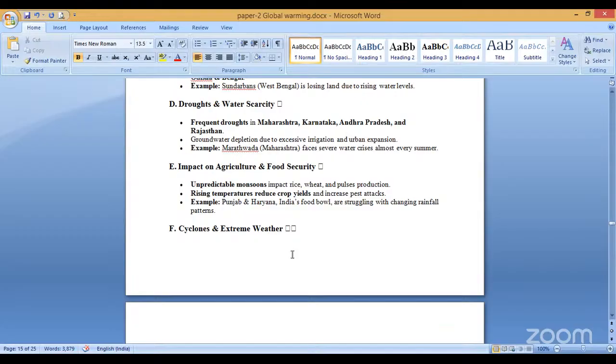Impact on agriculture and food security. Unpredictable monsoon impacts rice, wheat, and pulses production. Rising temperatures reduce crop yields and increase pest attacks. Example, Haryana and India's food bowl are struggling with the changing rainfall patterns.